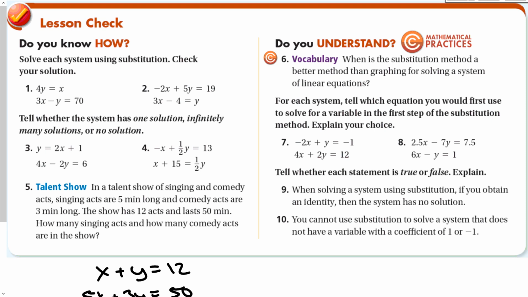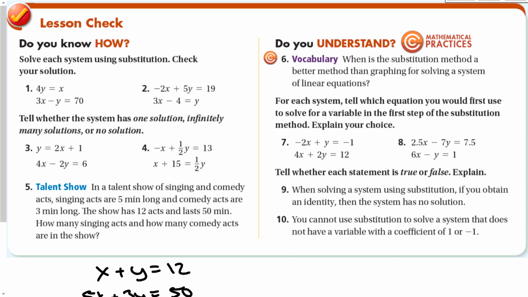6, when is the substitution method a better method than graphing for solving systems of equations? Graphing can be inexact, so solving for a system is usually better. And it's also difficult to sometimes figure out where the intersection is, especially when there are non-integer solutions. Okay? The substitution method is usually better because it can always give you an exact answer. Okay? Graphing is more to demonstrate our solution instead of actually solving for the exact solution.